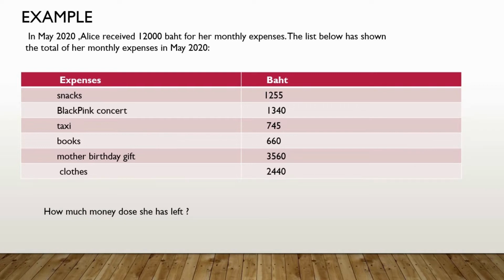So we have all her expenses here from the 1st of May until the end of May. So we know how much money she had on the 1st of the month, and the only thing we have to do is add up all her expenses, subtract them from 12,000, and the difference is the answer to the question, how much money does she have left?